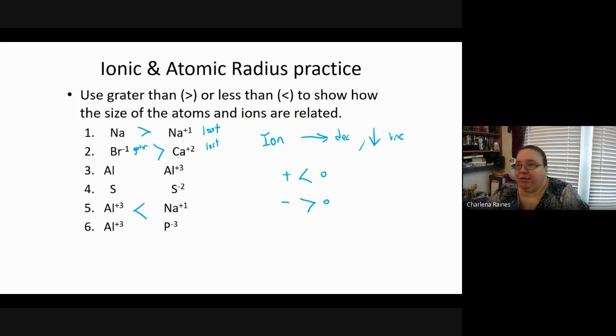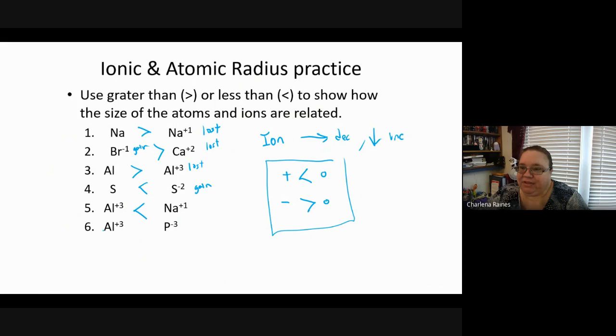Let's compare aluminum ion to aluminum element. Aluminum ion lost its valence electrons. It lost an energy level. Therefore, it is significantly smaller. Number 4, sulfur has gained electrons. Therefore, it is larger than the neutral atom. Remember, this comparison only works when we're comparing them to the neutral atom.